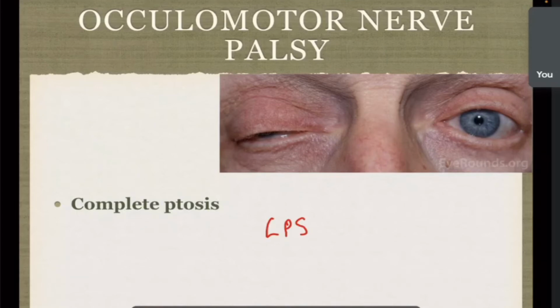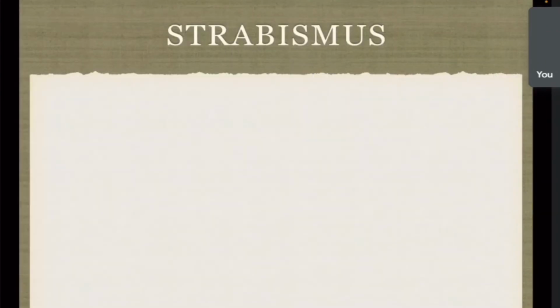That is because here the complete levator palpebrae superioris is lost to supply. So there will be complete drooping of the upper eyelid. But in Horner's syndrome, only the sympathetic fibers are affected. So only Muller's muscle will be affected. So only partial ptosis. Now we'll go to what is strabismus.